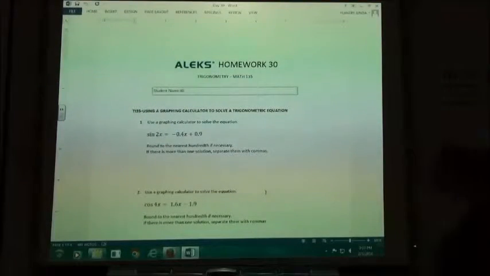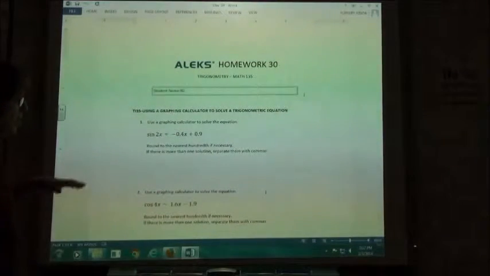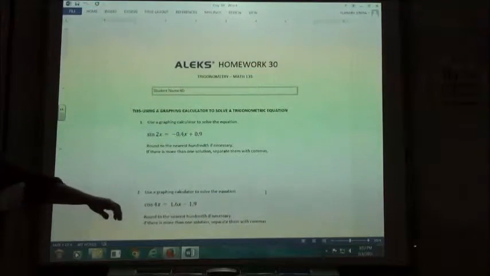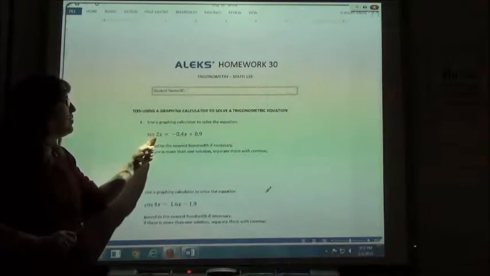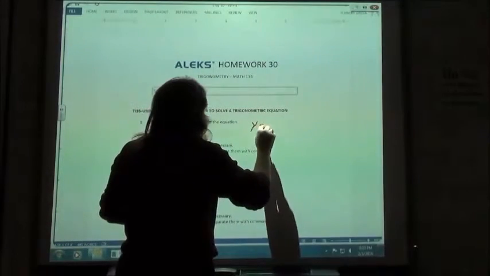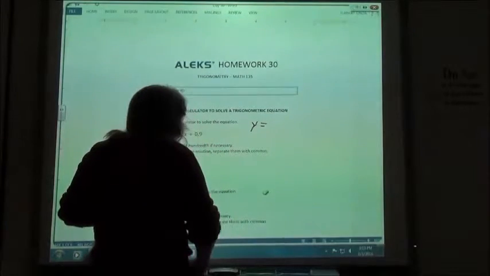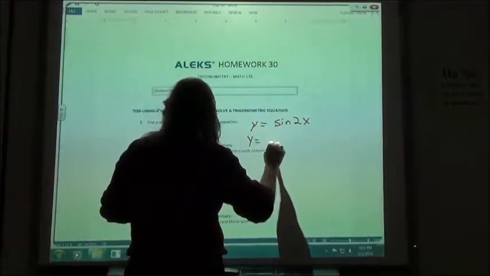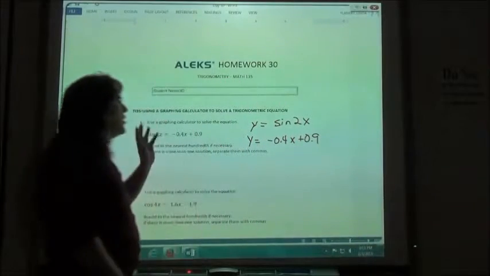All right, homework 30 starts off with using a graphing calculator to solve a trigonometric equation. And we're going to use the Alex graphing calculator to do this. The calculator is active on Alex. But what you're basically going to do is type in one equation that's equal to this side, one equation that's equal to this side. So we're going to have one equation that says y equals sine of 2x. And then the other one, y equals negative 0.4x plus 0.9. So you can see how this works.